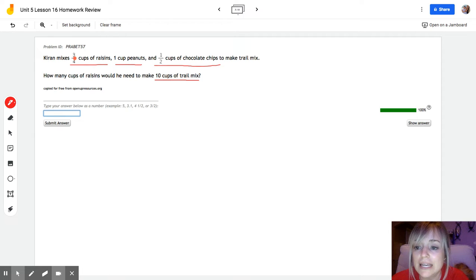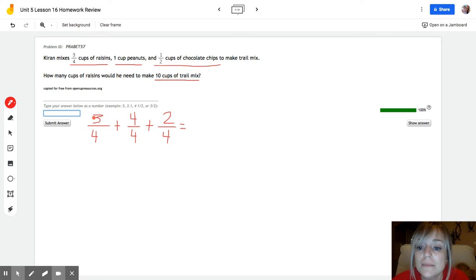So what I'm going to do is take all my ingredients and add them up. What I like to do is make my fractions all the same because it makes it easier to add. So I'm going to take 3/4 and add it to 1. But instead of using 1 whole, I'm actually going to use 4/4. And then I have 1/2 cup of chocolate chips. Instead of using 1/2, I know that the equivalent is 2/4.